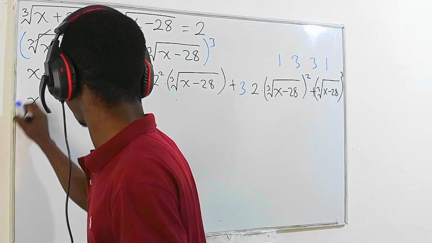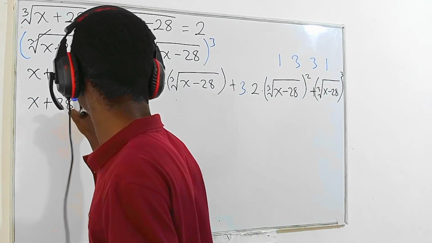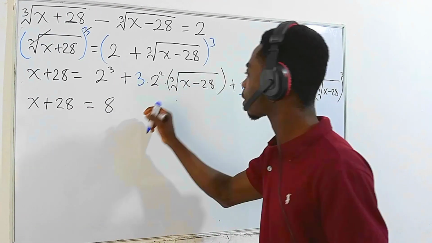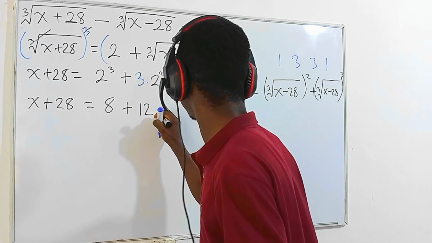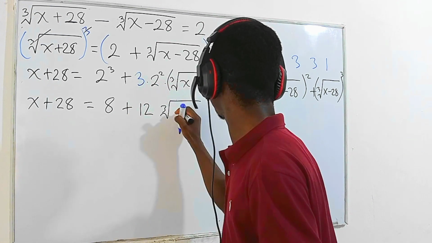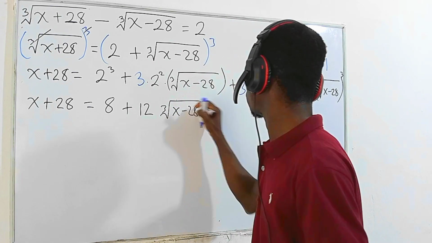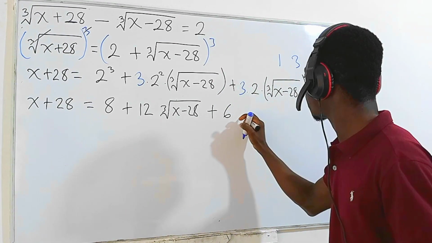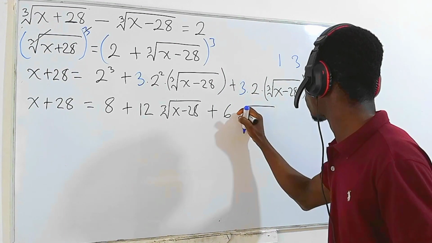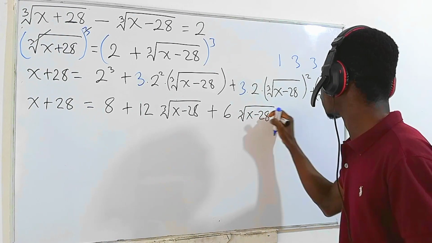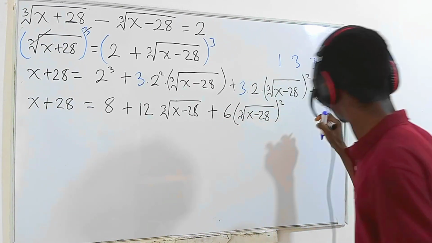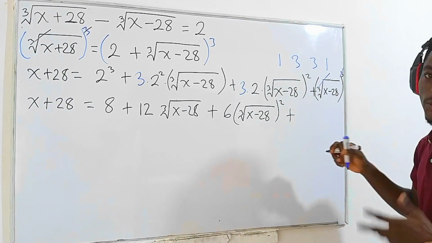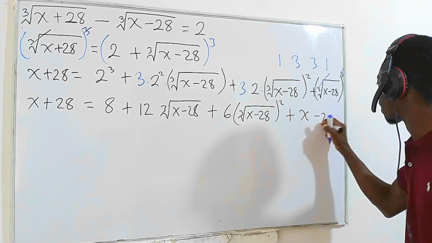We are going to have x plus 28 is equal to 2 to the third power is 8. Then 2 to the second power is 4 times 3, that is 12. Then times cube root of x minus 28. Then again, we have plus 3 times 2 is 6. Then times cube root of x minus 28 all to the second power. Then plus, remember, this cube will cancel out this cube root, and we are left with x minus 28.